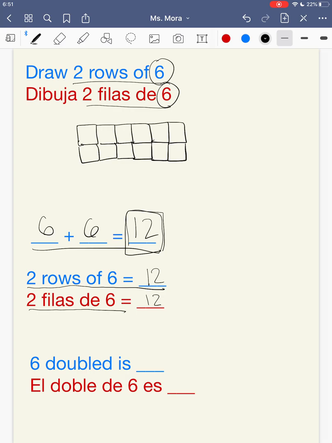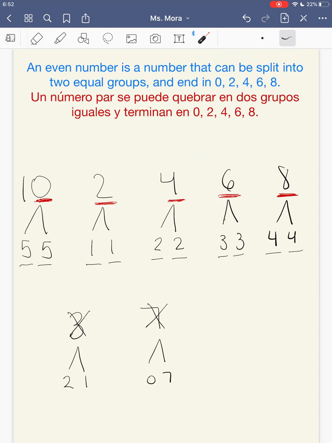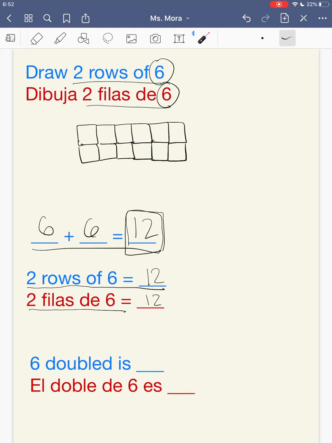And then guys, here's where you have to do your own thinking, okay? Look at my number 12. Is 12 an even number? Remember, an even number ends in 0, 2, 4, 6, or 8 in the ones place. 12 has a 2 in the ones place. Okay, so I think 12 is even. So I'm going to write 6 doubled is even.